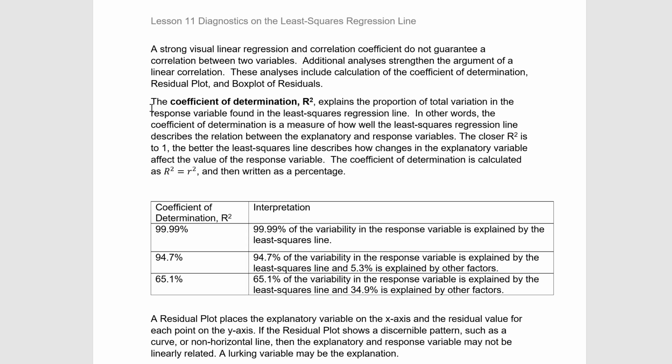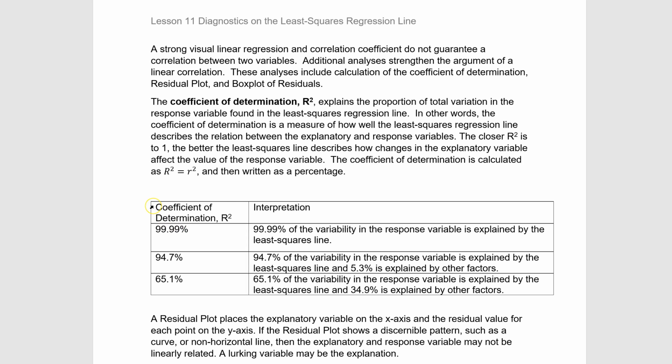Remember, the explanatory variable is x and the response variable is y. The closer r squared is to 1, the better the least squares line describes how changes in the explanatory variable affect the value of the response variable. The coefficient of determination is calculated as capital R squared equals lowercase r squared, and then it's written as a percentage. So let's take a look at the table.